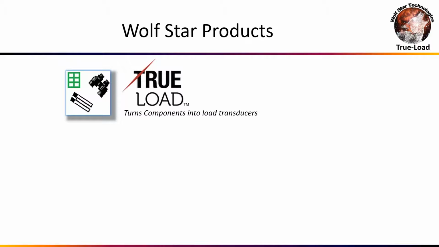You'll go instrument up your part with strain gauges and measure the strains, and then we'll take those measured strains, multiply them by that correlation matrix to back calculate the loads. We're basically making a load transducer out of your part. We're making an n degree of freedom load transducer out of your part.